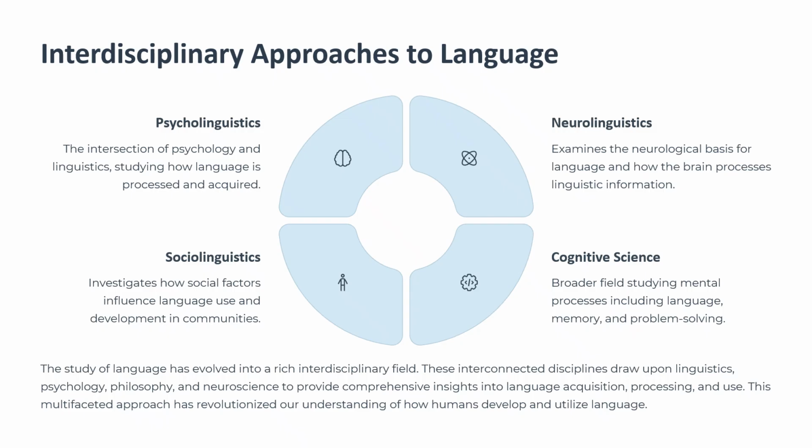Psycholinguistics, the intersection of psychology and linguistics, studying how language is processed and acquired. Neurolinguistics examines the neurological basis for language and how the brain processes linguistic information. Sociolinguistics investigates how social factors influence language use and development in communities. Cognitive science, a broader field studying mental processes, including language, memory, and problem solving.